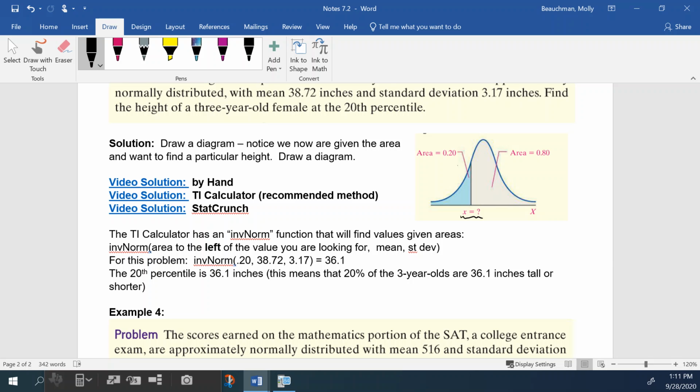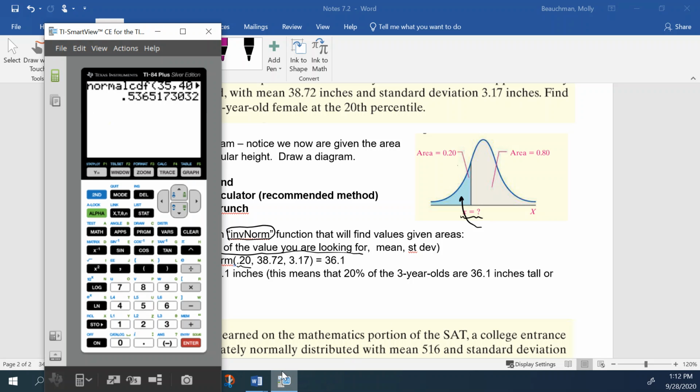So this is a new calculator function, okay? The TI calculator function is the inverse normal function, and that will find values given areas. So inverse normal, when we type it in, we have to type in the area to the left of the value you're looking for. Okay, for the newer calculators, it has more options, but we want area to the left. So we're going to type in 0.20, and then the mean, and then the standard deviation. So on the calculator where that function is, when you hit second distributions, it's the third option, inverse normal. It kind of reads the table backwards, I guess.